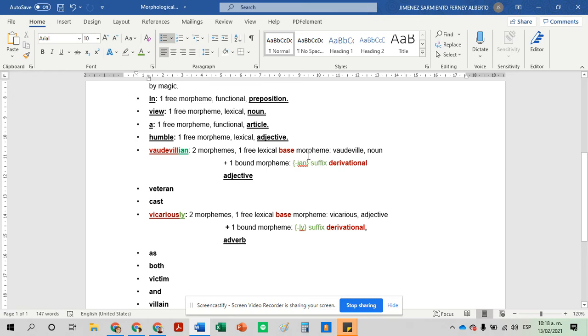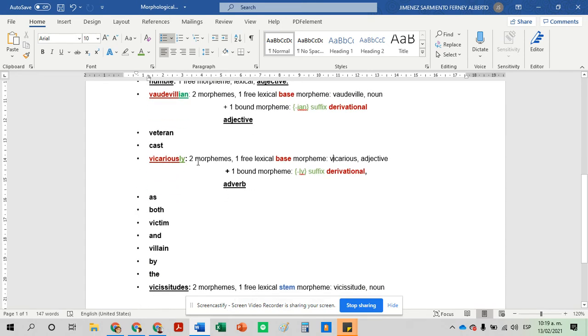Remember that when the function of the word changes, so here we have a noun in the free morpheme, right, in the base, which is vaudeville, and this noun changes to an adjective when I use the suffix ian. So that's why I call it derivational, because it changes. And remember that in that case, the free morpheme is going to be called the base. All right.